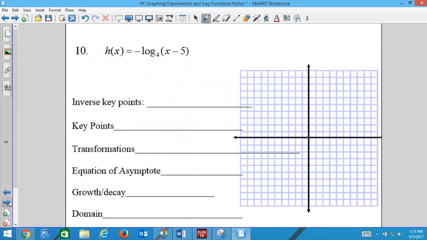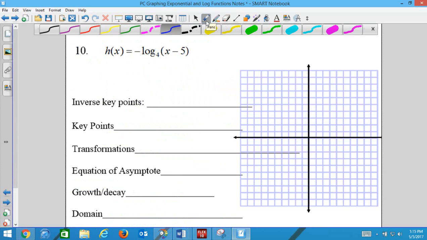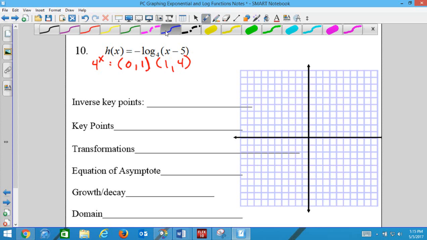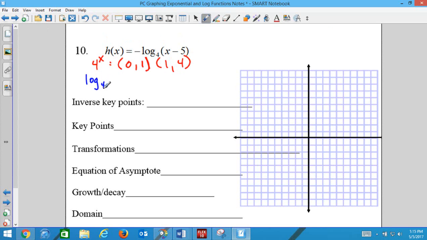Don't worry, we've got 3 more to go through that same process again. So think about, what is my base? What is our base? 4. So we think 4 to the x, and then we write our key points: (0, 1), (1, 4). Then we log it. Log base 4, that just means switch.